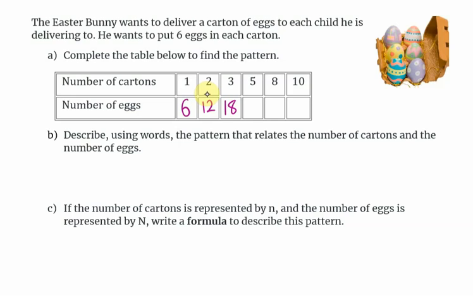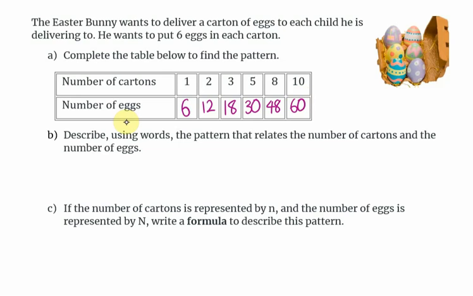5 cartons, each with 6 eggs. 5 times 6 is 30. 8 cartons, each with 6 eggs. 6 times 8 is 48. And 10 cartons, each with 6 eggs. 6 times 10 is 60. So we've completed our table.